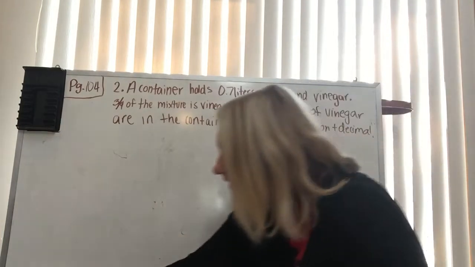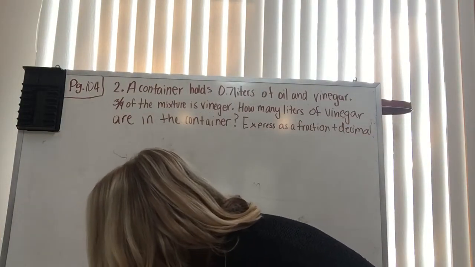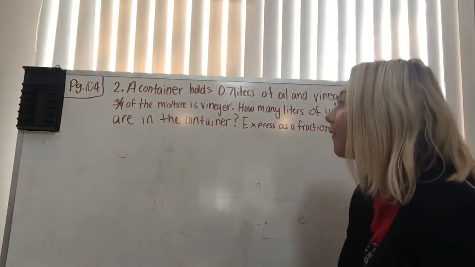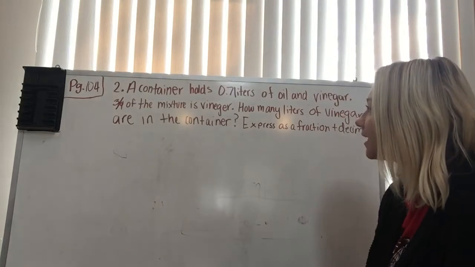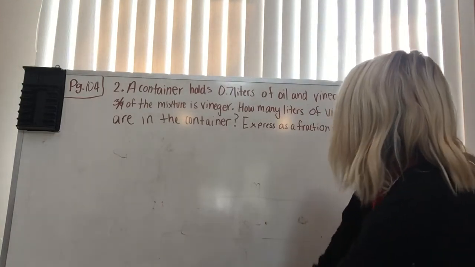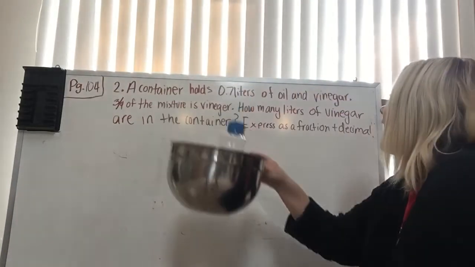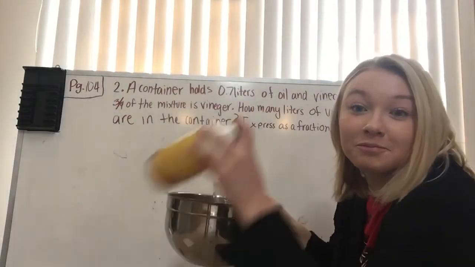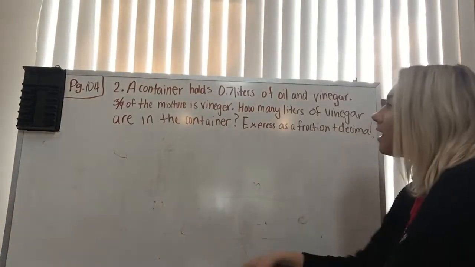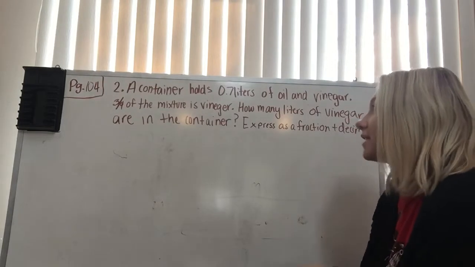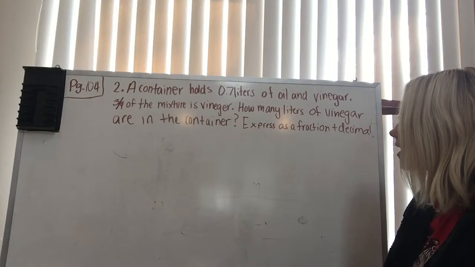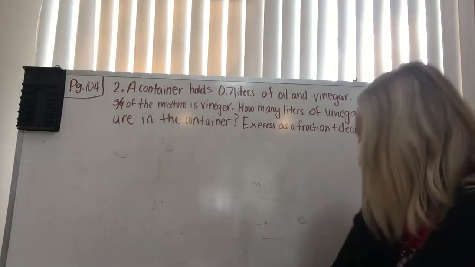Okay, so we're on page 104, we're on our second word problem. I'm really excited, and I'm going to read it to you starting now. Number 2: a container holds 0.7 liters of oil and vinegar. I just happen to have them with me. 3/4 of the mixture is vinegar. How many liters of vinegar are in the container? Express as a fraction and decimal.